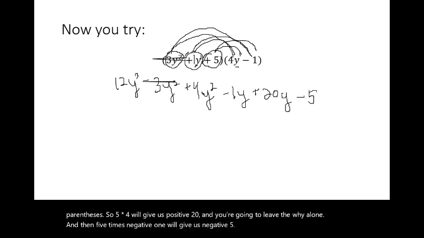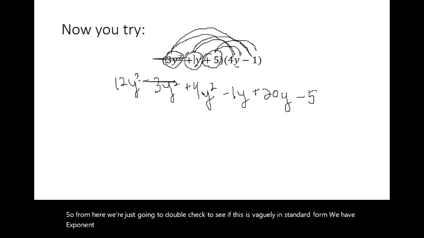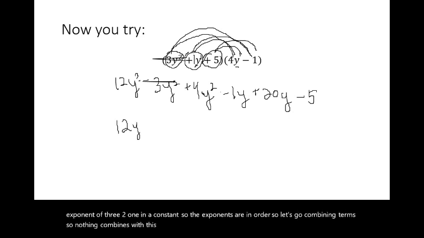So from here, we're just going to double check to see if this is vaguely in standard form. We have exponent of 3, 2, 1, and a constant, so the exponents are in order. So let's go combining like terms. Nothing combines with this 12y cubed because there's no other term that contains a y cubed. However, the y squareds can be combined.